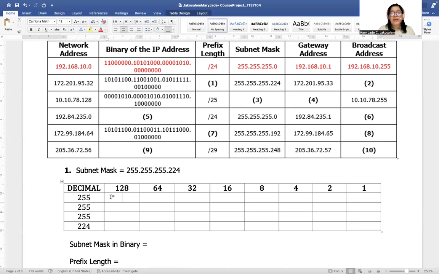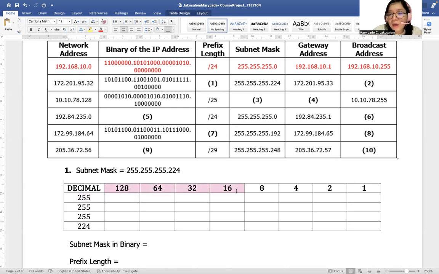We use binary form, which only has two numbers, 0 and 1. If we put 1, it is basically for on, and 0 is for off. So in trying to solve for the binary form, we actually have to deduct. For example, our decimal here is 255.